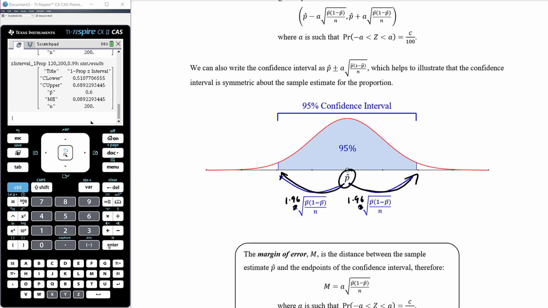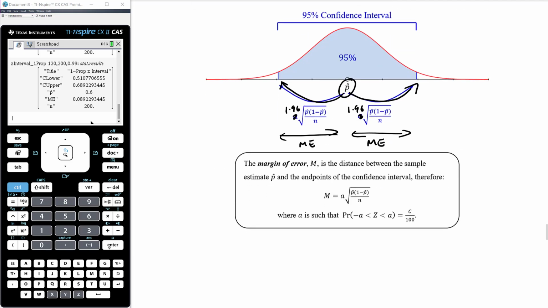Okay, now the point is that this is essentially what we would call the margin of error, okay? How far we're deviating away from that central value is our margin of error. So the quantity that we're adding and subtracting each time, that's the margin of error. So the margin of error is this A times the square root of p hat times 1 minus p hat over n, again, where that A value comes from that standard normal distribution.